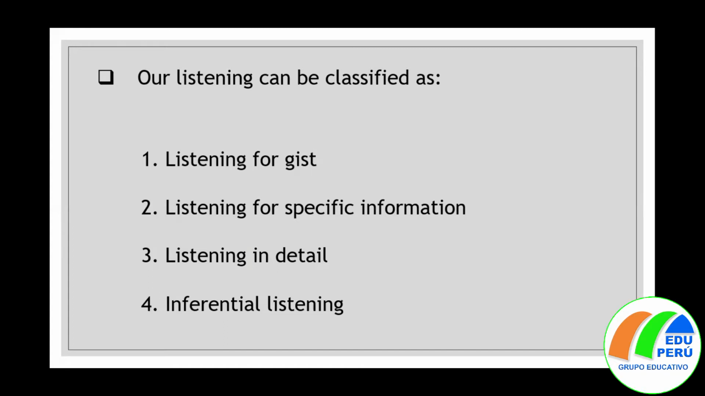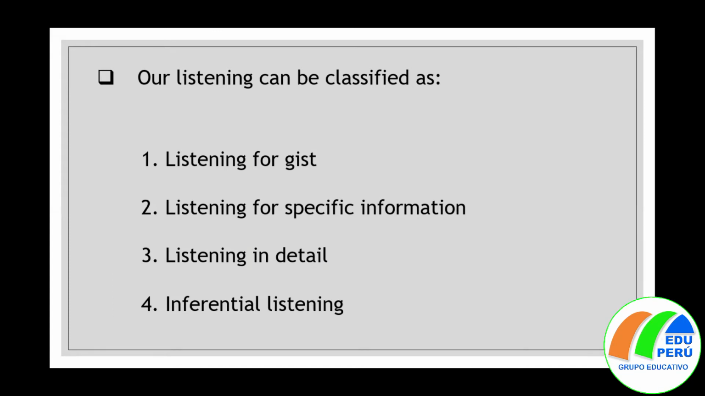Remember this, both skills are called receptive ones. We're going to receive information, not just to gather, maybe for pleasure, maybe to find some specific points. So listening for specific information is the opposite of listening for gist, all right? So we want to listen for some specific details.